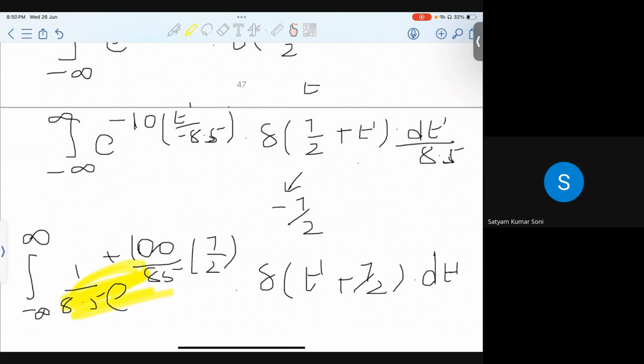And this part is now a constant. You can get it out of the integration, and the area will not be affected under time shifting. So that would be 1. So the final answer would be this highlighted part. Is that clear? Yes, ma'am.